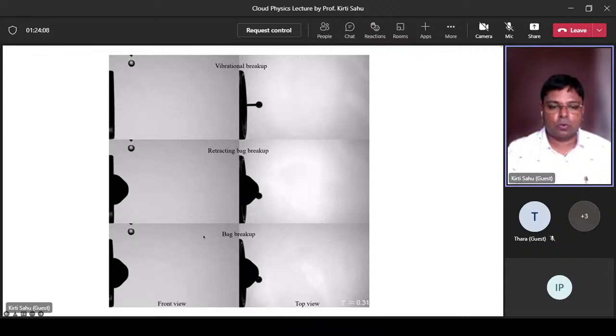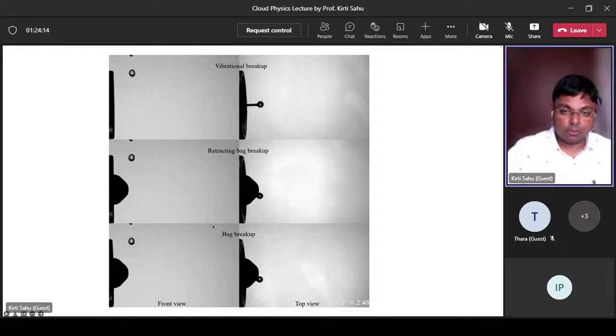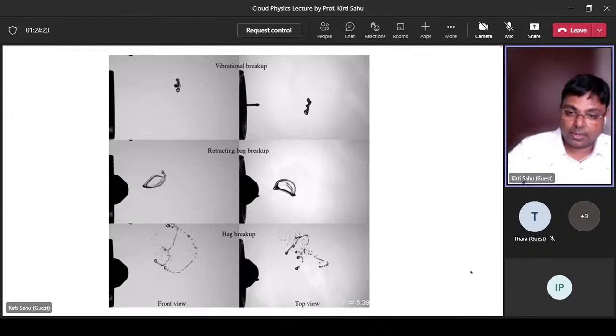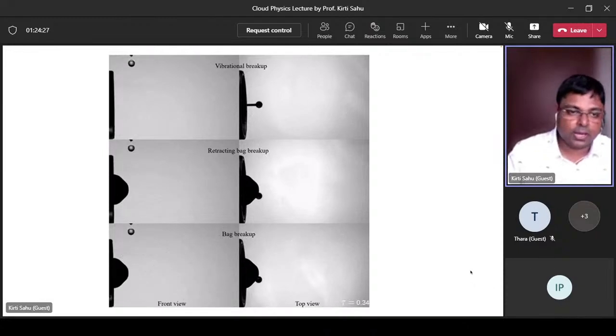This is essentially two views, front view and top view, of the same droplet. Whereas in the case of bag breakup, you can see that the droplet fragments into tiny droplets. First the bag fragments, then the film is attracted towards the rim, and then eventually the rim also fragments to form satellite droplets.